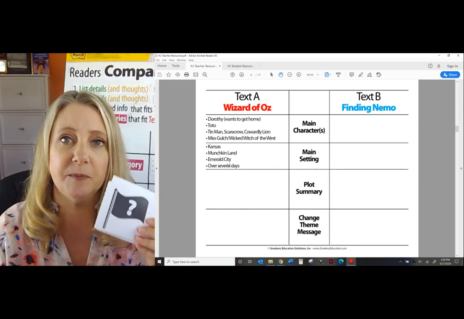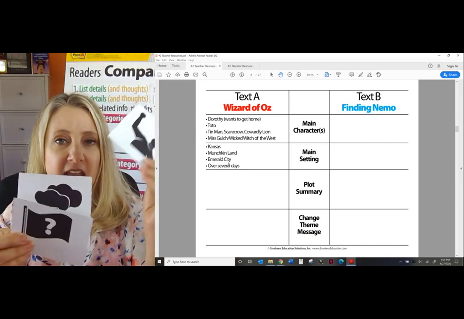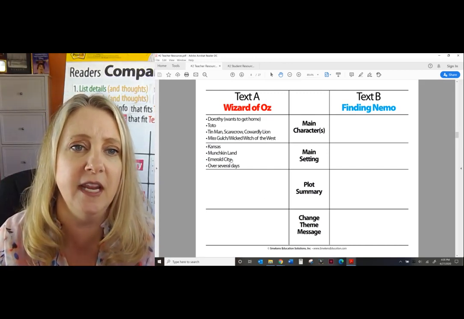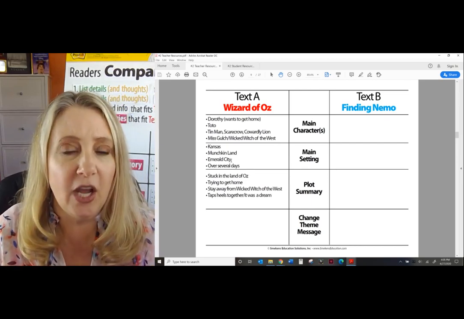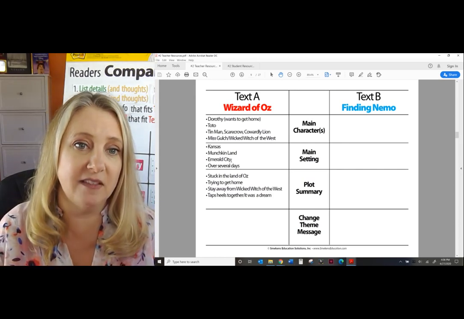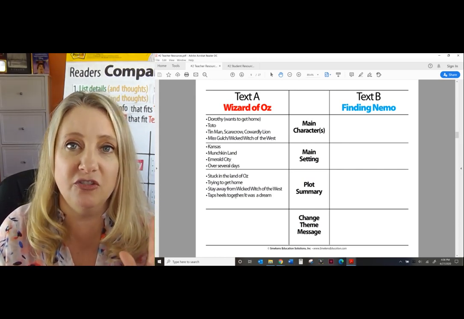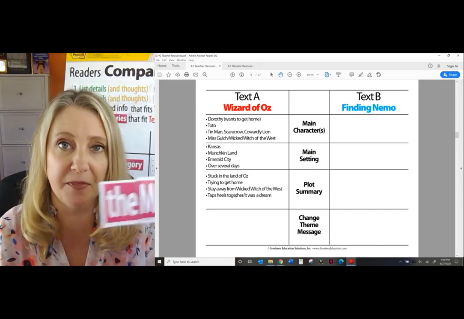So what's next? We got to have some sort of problem, events, solution. So all three of these kind of go together, okay? So she was stuck in the land of Oz. She was trying to get home, but she also had to stay away from the Wicked Witch of the West. So then when she taps her heels together, it was all just a dream. Okay, so now, what was the theme?